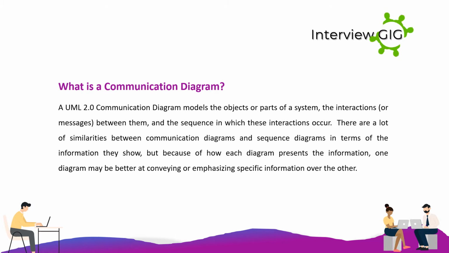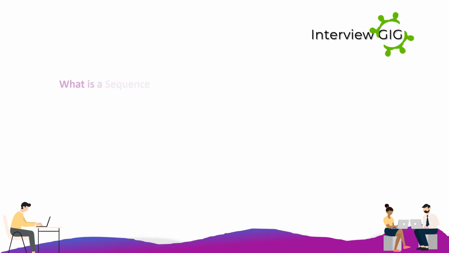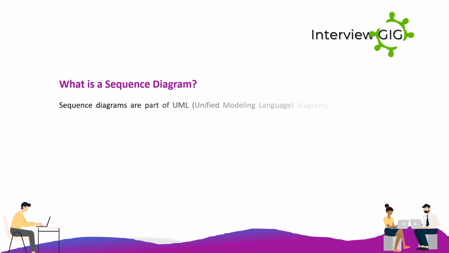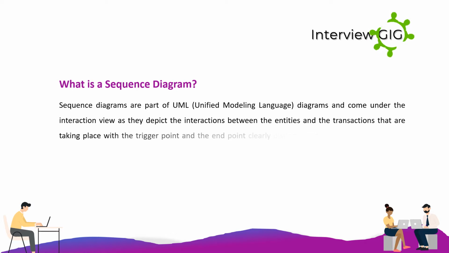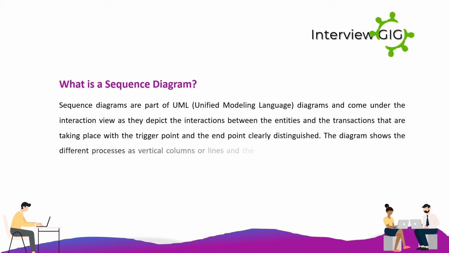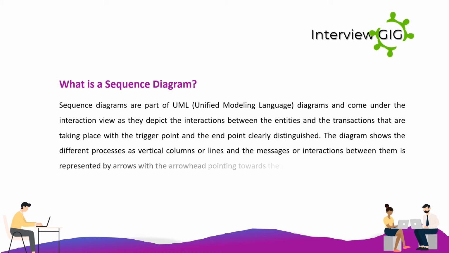over the other. What is a sequence diagram? Sequence diagrams are part of UML, Unified Modeling Language, diagrams and come under the interaction view as they depict the interactions between the entities and the transactions that are taking place with the trigger point and the end point clearly distinguished. The diagram shows the different processes as vertical columns or lines, and the messages or interactions between them is represented by arrows with the arrowhead pointing towards the receiver away from the sender.